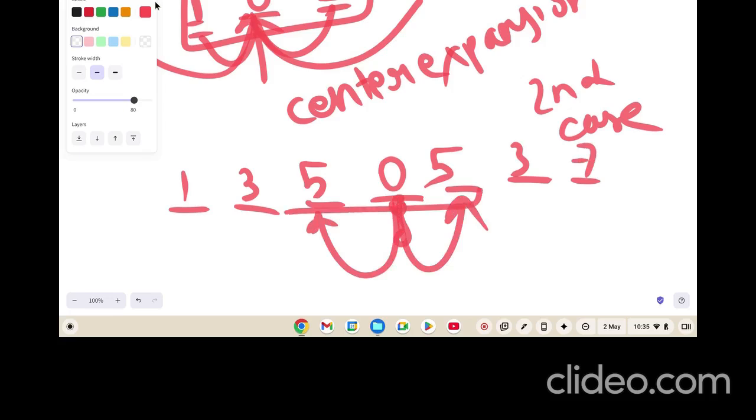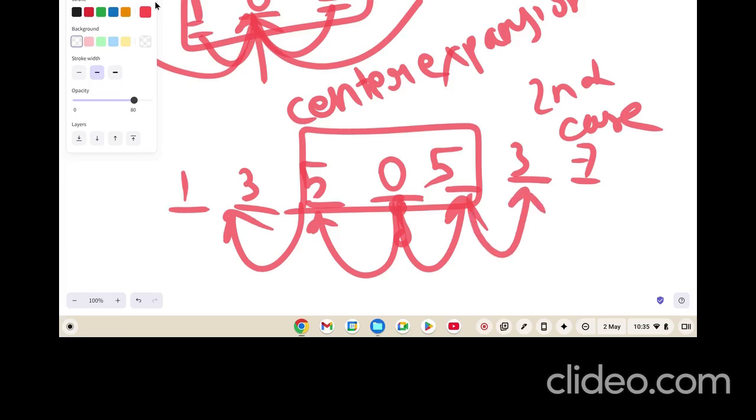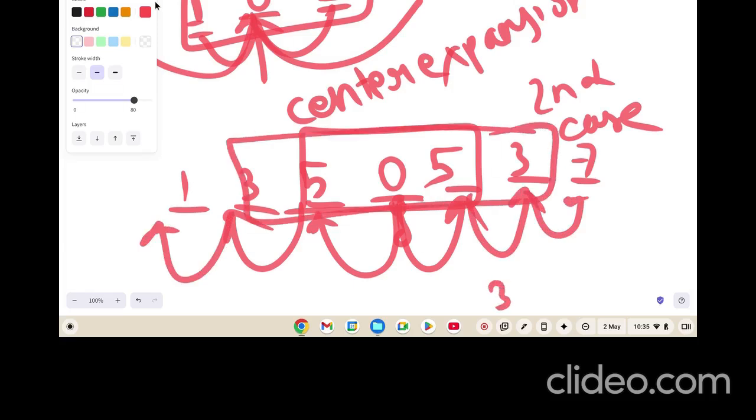You will say, okay, this is a valid palindrome. Again expand, and you say this is also a valid palindrome. Again expand, and this will fail. So you will say, okay, this was the largest palindrome which I got, which was 35053.